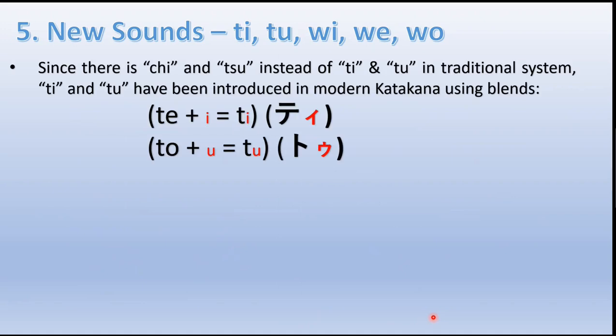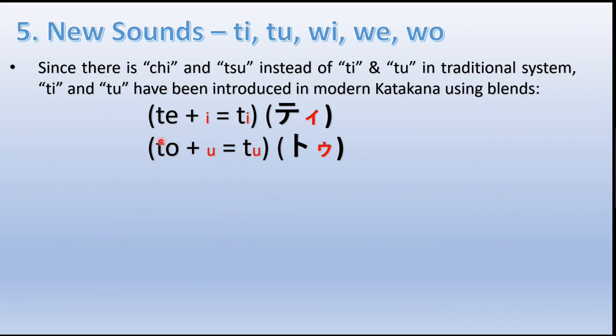Next rule, rule number 5, is again a few new sounds: ti, tu, we, wi, wo. Since there is chi and tsu instead of ti and tu in the traditional system, ti and tu have been introduced in modern katakana using the same blending sounds. So te plus i becomes ti and to plus u becomes tu. So mind these two lines.